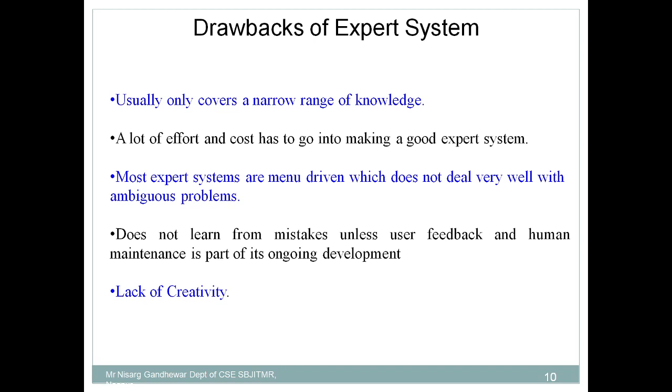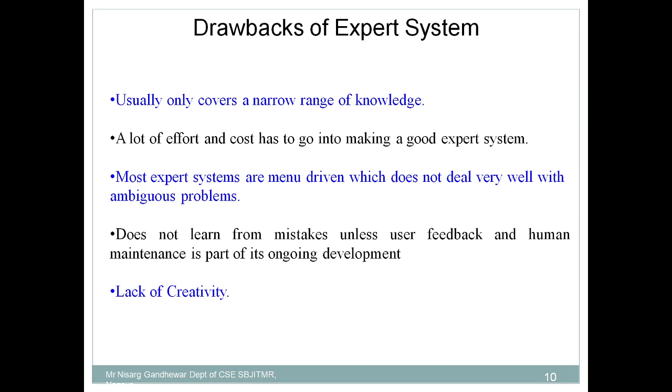And most expert systems are menu driven. I told you that an expert system is a rule-based system. Menu driven means you do not have any authority to enter a new question. The questions are already fed, and according to that it asks you. This is called menu driven. Just like in a hotel, you are provided the menu and you don't have the option to say that you want a particular dish. You just need to select a dish which is available in that restaurant. So this is called menu driven.